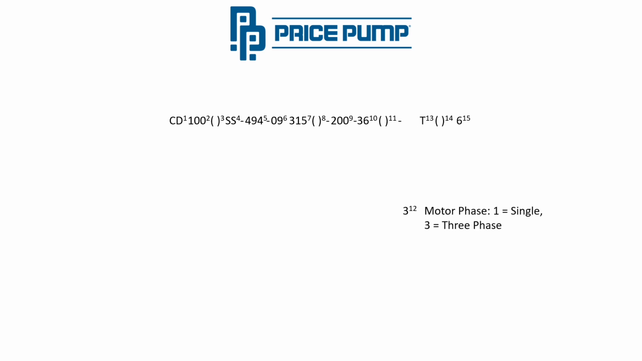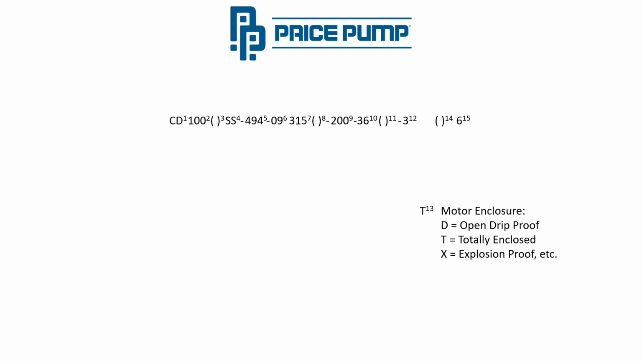Identifier number 12 is the motor phase. 1 is single phase, and 3 being 3-phase. Identifier number 13, which is a T in this case, identifies the motor as totally enclosed.